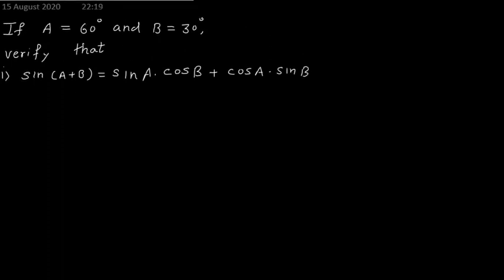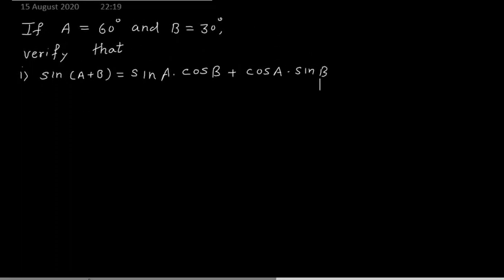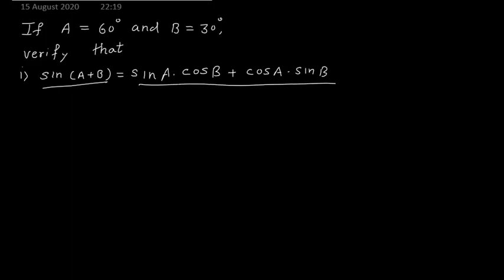10th problem: if A is 60 degree and B is 30 degree, then is sin A plus B equal to sin A cos B plus cos A sin B? We have already seen that sin A plus B is not equal to sin A plus sin B, but let us check whether it is equal to this. In the solution, we have A equal to 60 degree and B equal to 30 degree.